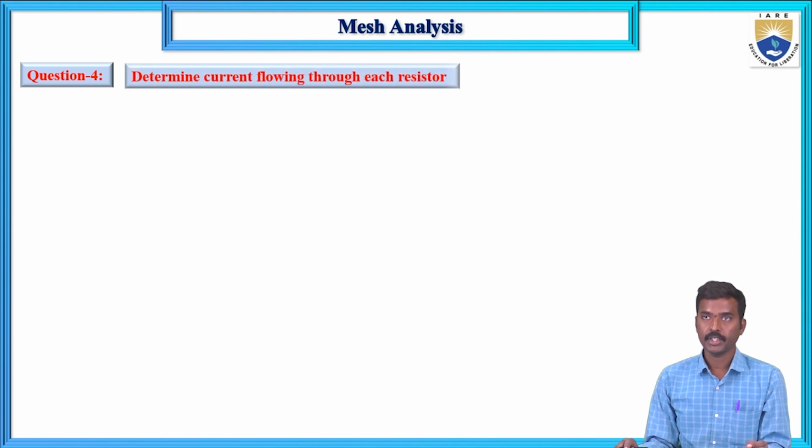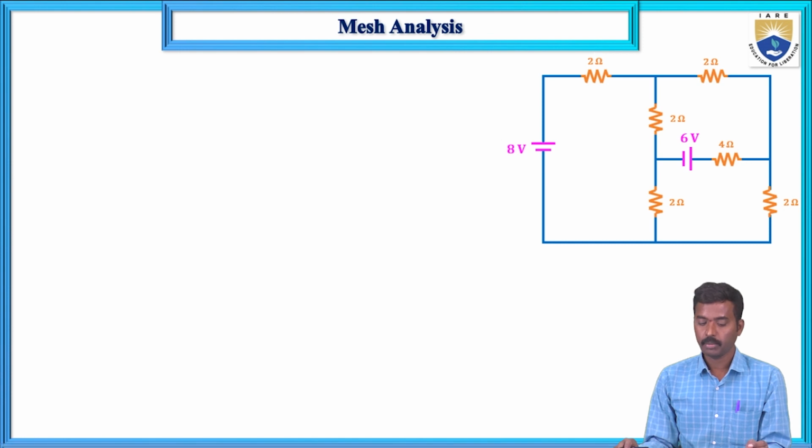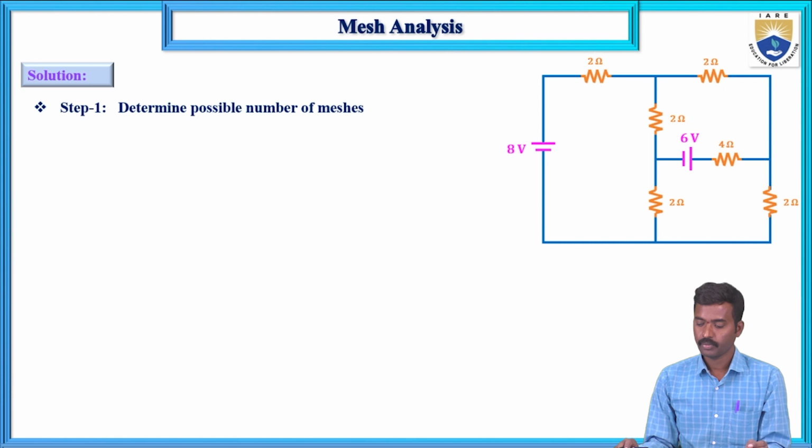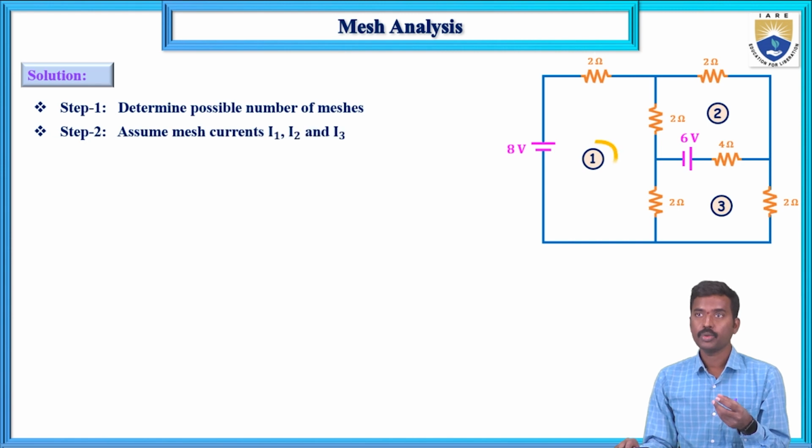Determine current flow into each resistor in a given network. Determine the possible number of meshes: mesh 1, mesh 2, mesh 3. And next, second step, assign the mesh currents. Assume the mesh currents I1, I2, next I3.